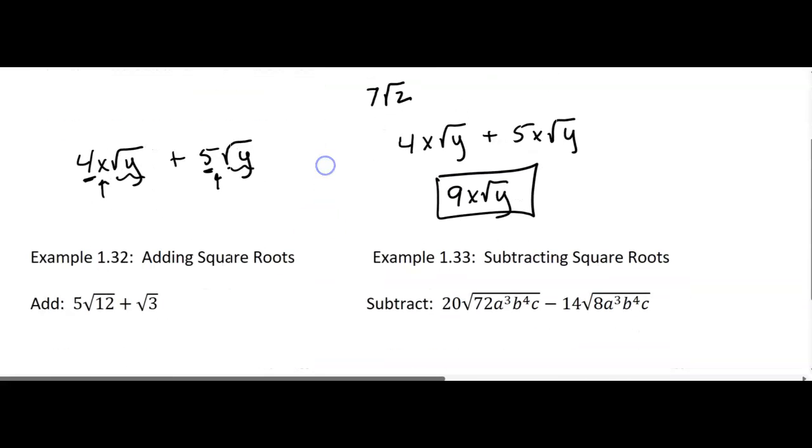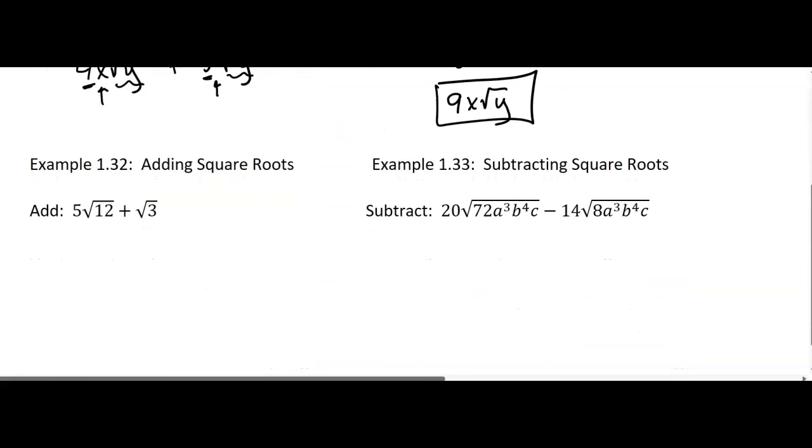All right, so let's see if we have some examples here. So this first one, you have the square root of 12 and the square root of 3, so you're like, oh, well, I can't add those together, they're not the same. But wait, because what is 12? 12 is 4 times 3, and I know the square root of 4 is 2.